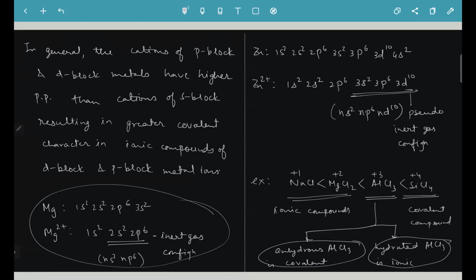AlCl3 is not a liquid. Anhydrous aluminium chloride is also a solid. Hydrated aluminium chloride is also a solid. In the anhydrous form, it is found to have a covalent structure. We have AlCl3 molecules. In the hydrated form, it is found to have an ionic structure consisting of aluminium ions and chloride ions.